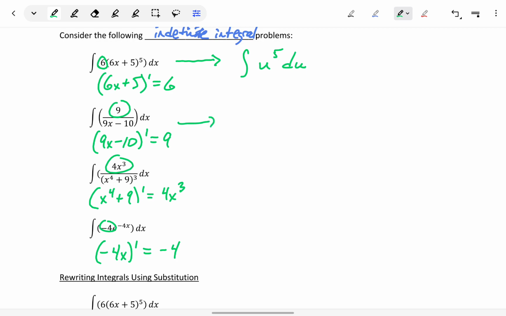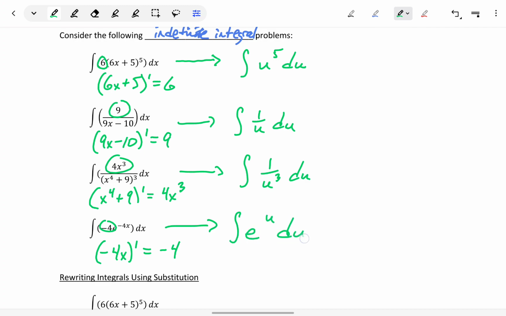The second one we'll end up rewriting as the integral of 1 over u du, and then the integral of 1 over u cubed du, and the integral of e to the u du.